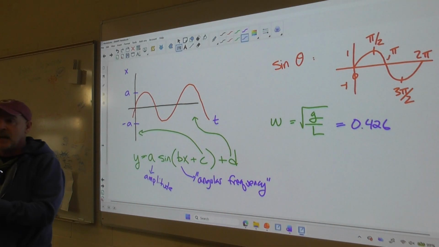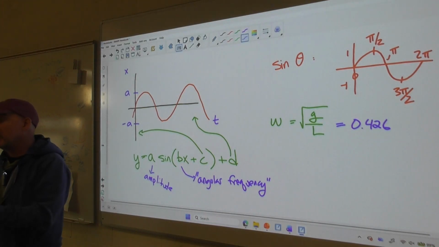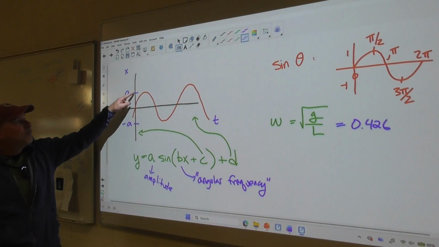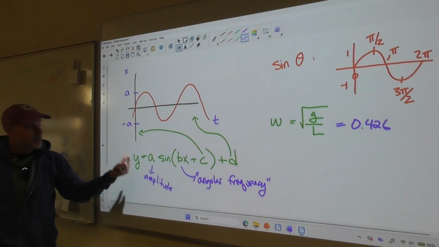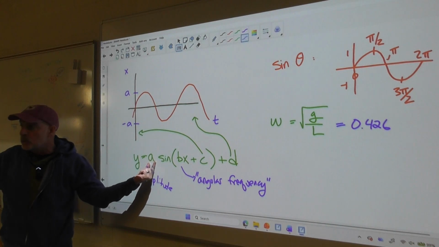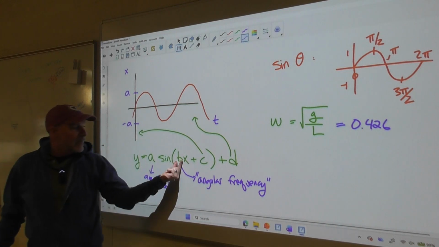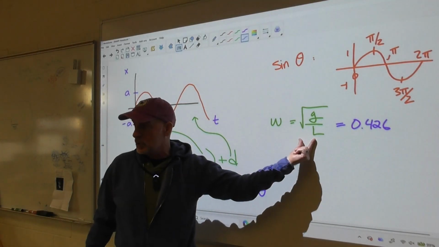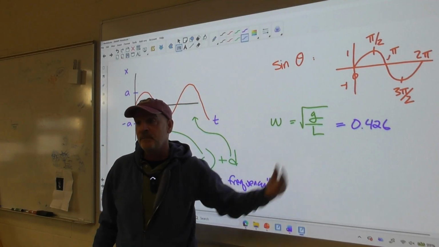The graph that you made in the video analysis tells you stuff about your pendulum. It tells you how far back and forth it was swinging. That's the A parameter. And it tells you indirectly how long the pendulum string was. That's related to this B parameter. So you just solve the equation to find out.